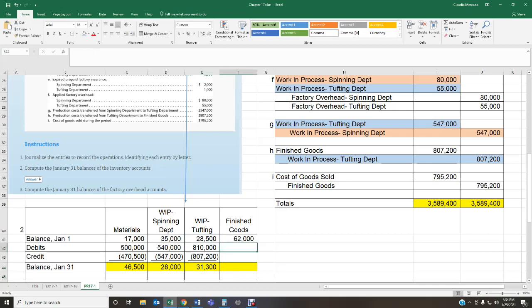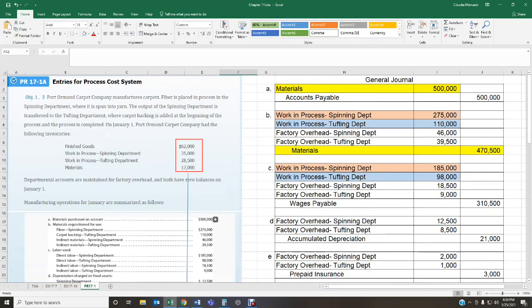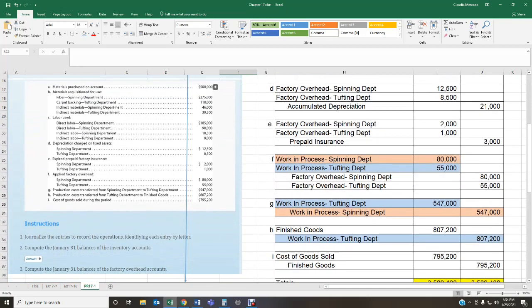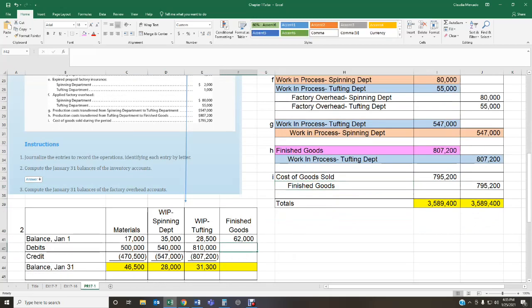And then last but not least, we've got our finished goods. So we're going to look for finished goods debits, okay? Finished goods debit right here. I've got one debit of finished goods for 807,200. And then we're going to look at the credits. And we have one credit of 795,200. Okay?